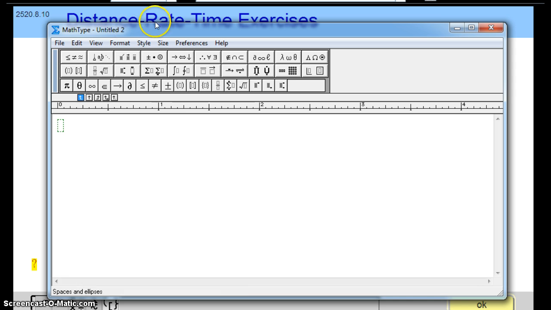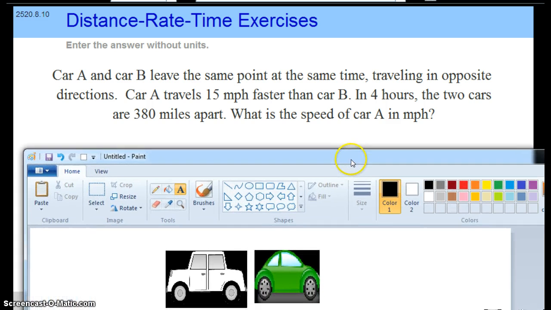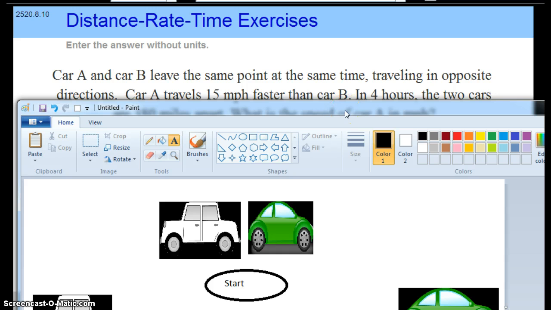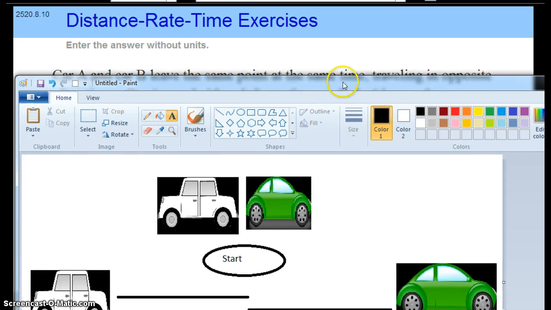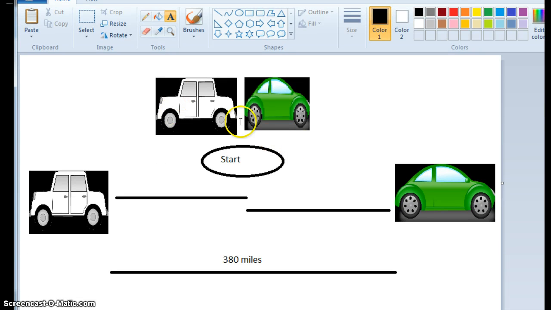So now let's set up the problem now that we have that under our belt. I like to draw a picture, and I really recommend that you draw a picture. We have two cars. They both start at the same point, and after 4 hours, they're 380 miles apart. So you have to believe that the distance the white car travels plus the distance the green car travels is 380 miles. So what's the distance of each?